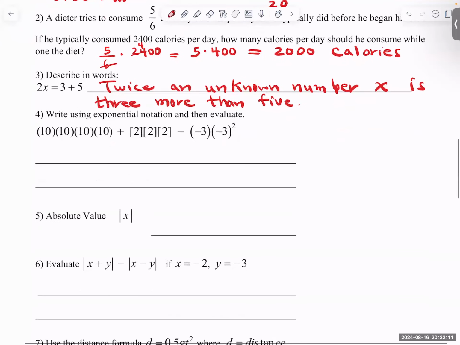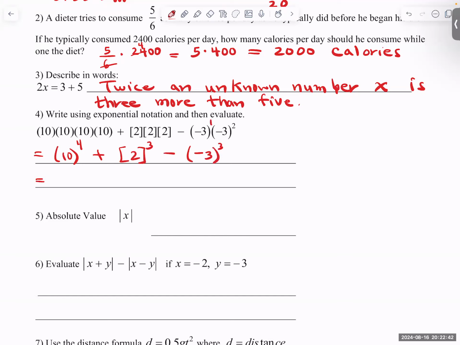Number 4, write using exponential notation and then evaluate. So we have 4 factors of 10 forming this product. So this is a base of 10 with an exponent of 4. A base of 2 repeats 3 times, so cubed, minus negative 3 to the first power times negative 3 squared. That's the total of 3 factors of negative 3.